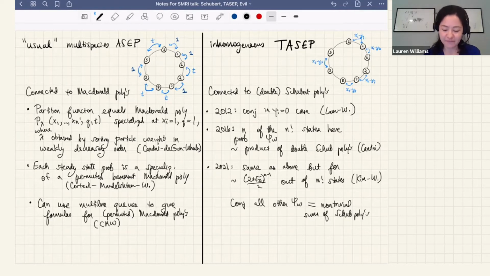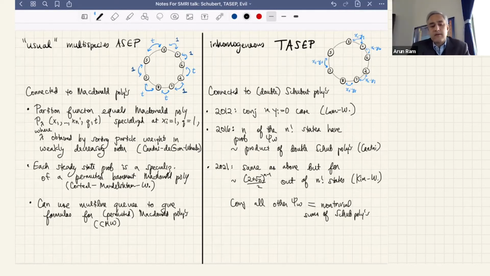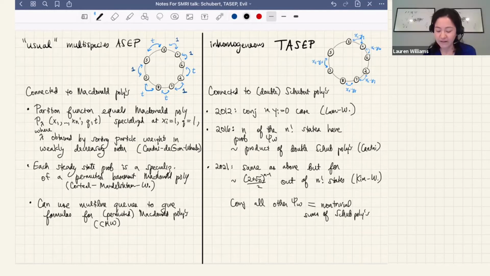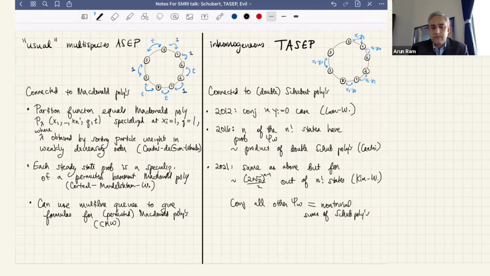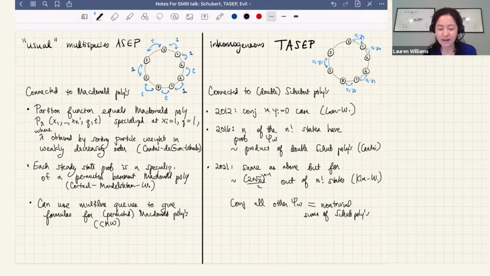Yeah. Can I ask another question? When you say non-trivial sum of polynomials, do you expect the coefficients to be 1? Oh, that's a good question. I don't know. I'll show the example for n equals 5 in a little while, and they do look to be 1, but I'm not sure I would want to make a claim about that.